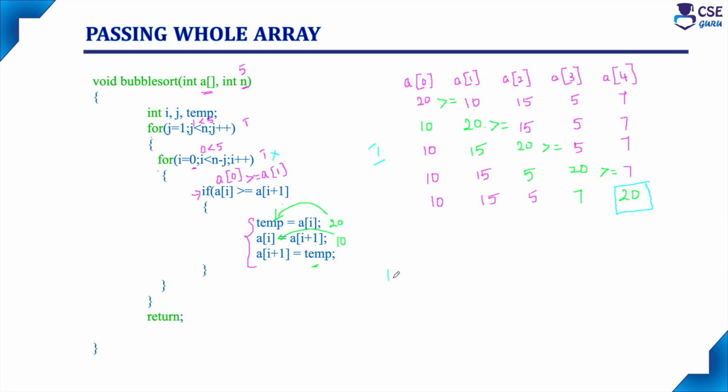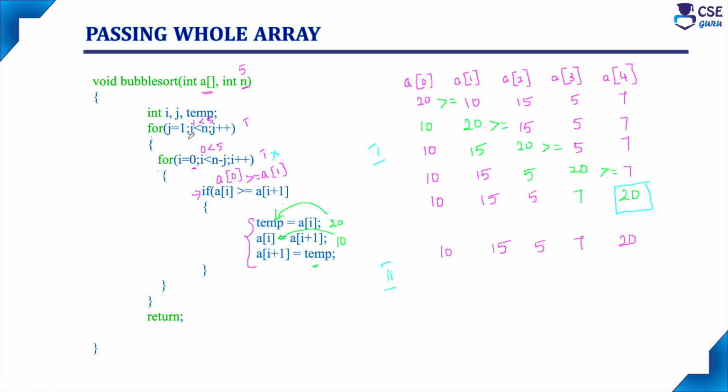And the second iteration of outer for loop, similarly, at the end of the second iteration, the second largest element will bubble up at the second largest position. That is the meaning. Okay. So now if you are considering the second iteration of jth for loop, the elements are 10, 15, 5, 7. And the 20 already occupied its position. We won't disturb here. Okay.